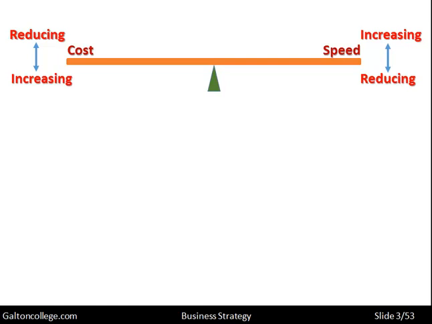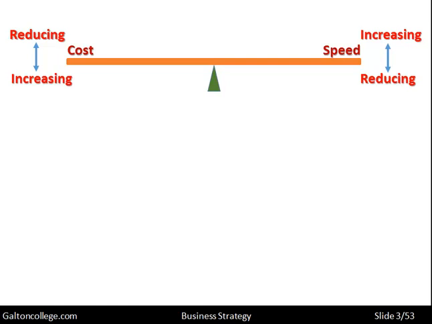Now, if we take, let's say, cost on the left-hand side, if the fulcrum tips up, we'll have reducing cost. And if it tips down, we'd have increasing cost. So you'll note here that the reducing is on the top, increasing is on the bottom. On the right-hand side, for speed, it's reversed. Increasing is on the top and reducing is on the bottom. That's just the way this diagram works. So at the moment, both of these requirements for managing cost and also ensuring a good throughput of the system are balanced.